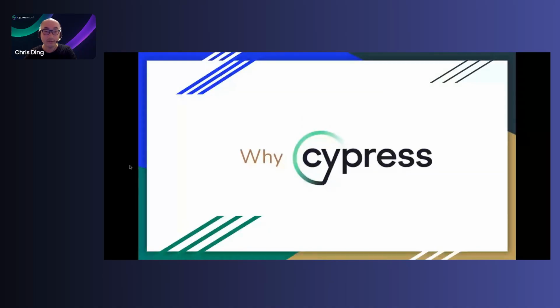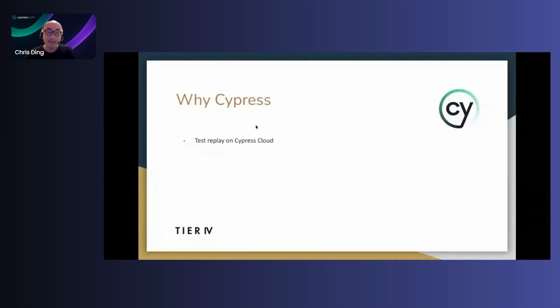Okay, next a little bit about why Cypress. So the main reason is that there is test replay on Cypress Cloud. With complicated tests that need to sync with AWS Autoware, it's crucial to be able to debug failures efficiently. So being able to see the DOM and the network requests and all of the AWS logs that we have is essential, so we use Cypress Cloud's test replay function.